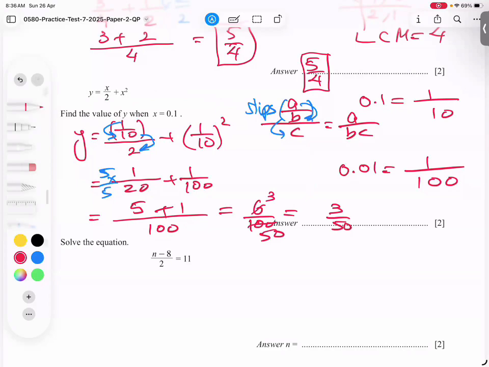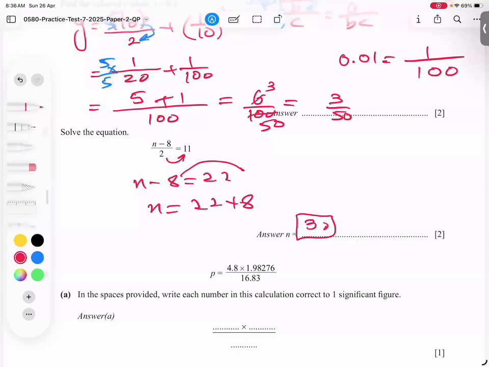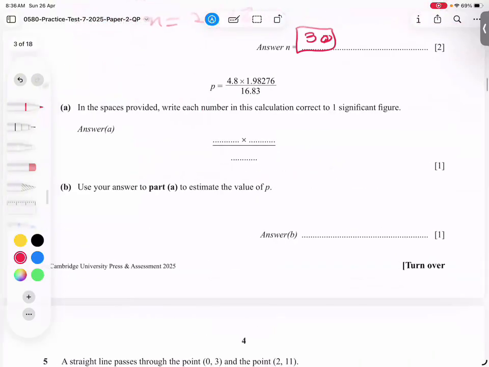And let's talk about the next part. So 2 multiplied here, students, n minus 8 equals 22. 8 goes there, it will be added. 22 plus 8, we're getting 30. We must write it here. Now, students, this question is very interesting and important.